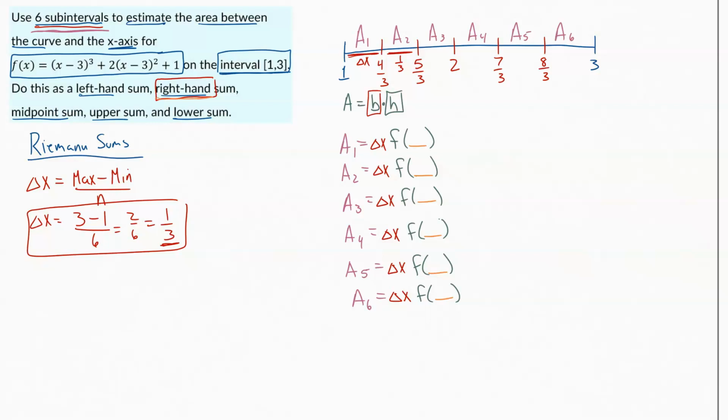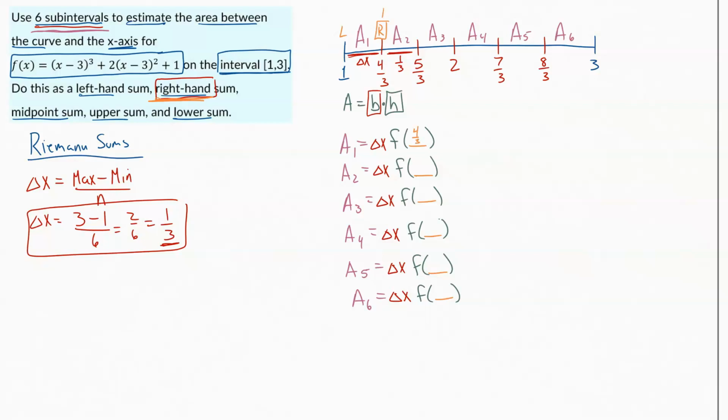So this time again, we are talking about a right-hand sum specifically. So working my way through this, I start at A1. On A1, I've got a choice. I've got a left endpoint and a right endpoint. We want the right endpoint, so we would plug in 4/3.